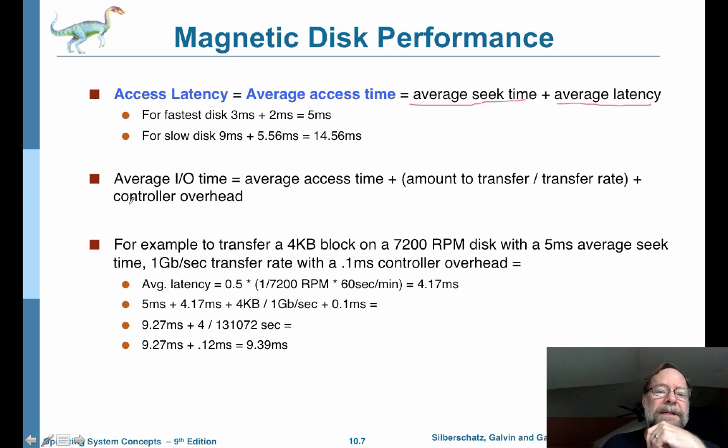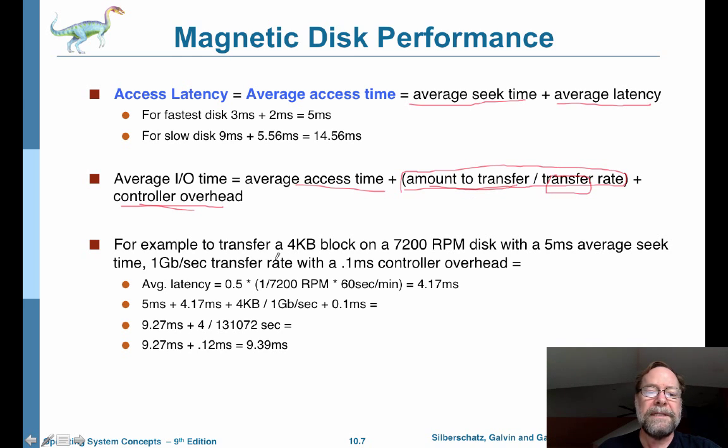And then, of course, there's also going to be a little bit more overhead in terms of having to work with the I/O controller that's built into the hard drive itself. That'll add a little bit extra time. And then we also have to actually transfer the data. So the average amount of time it's going to take to complete the entire I/O operation is our access time, plus the controller overhead, plus how much data we have to transfer divided by how fast we can transfer the data per unit of time.